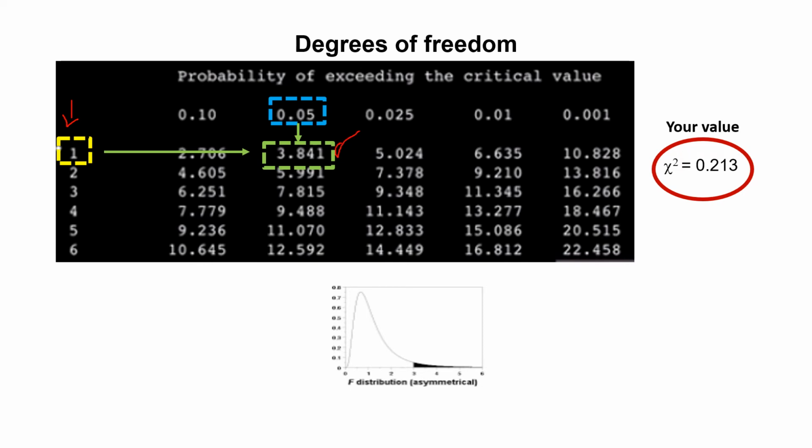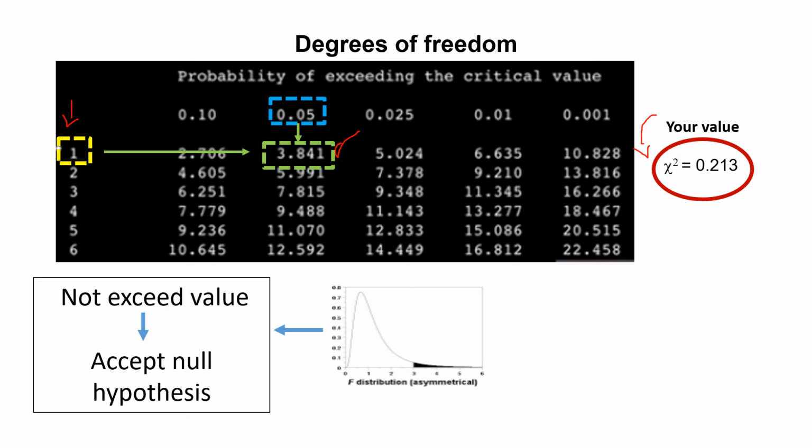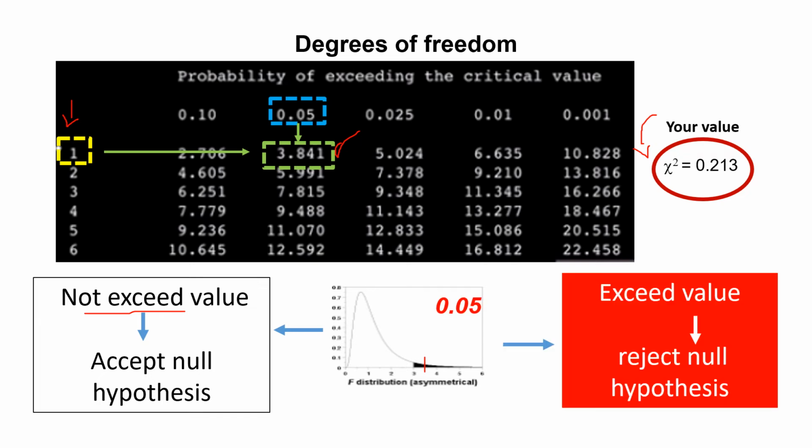Now we compare this critical value with the chi-square value that we just got. Remember, here it will be 3.8. If it doesn't exceed the value, you will accept the null hypothesis. On the other hand, if it's higher than 3.8, you will reject the hypothesis. In our case it is lower, so we are going to accept the null hypothesis.